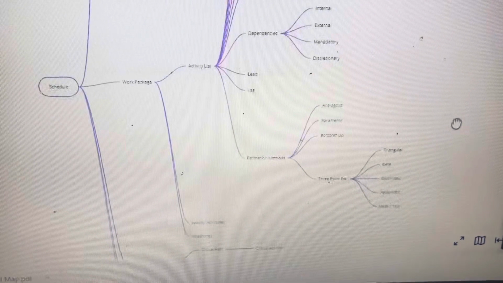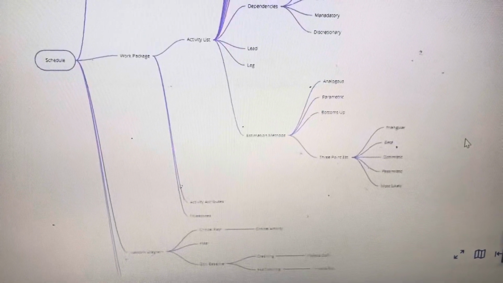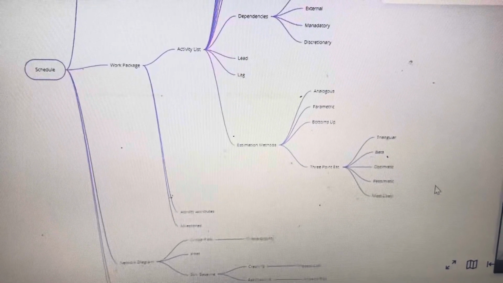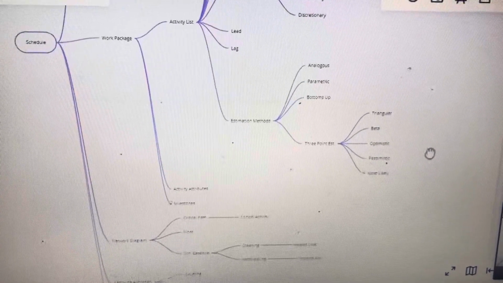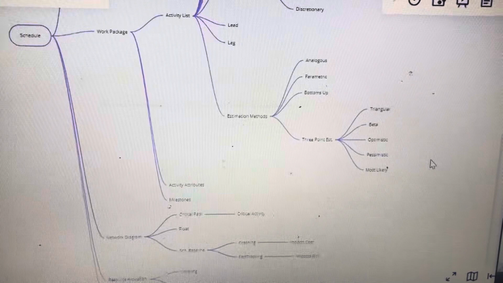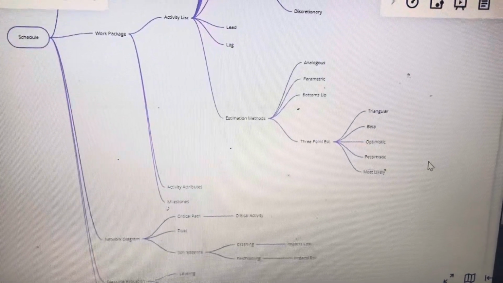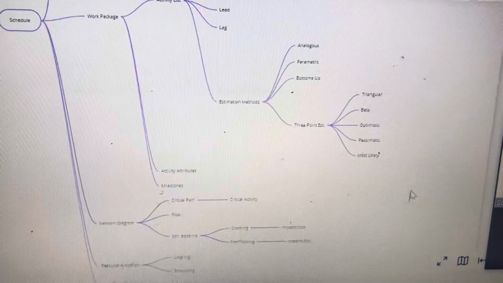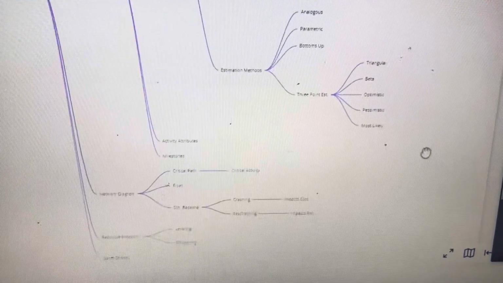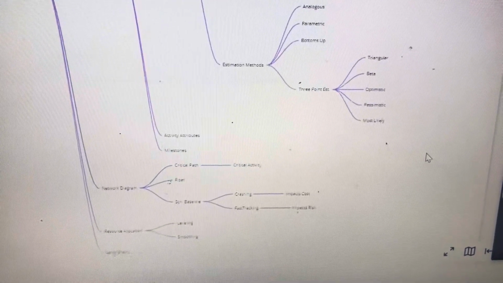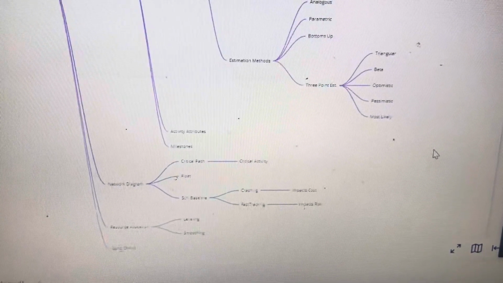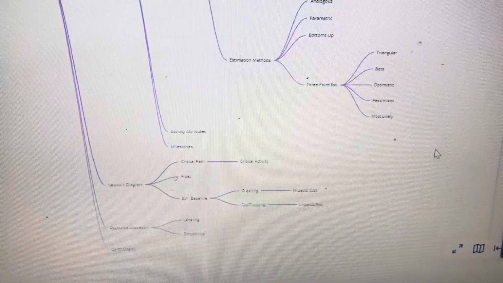Then we go to lead and lag. Lag is delay, and lead is when we have some time in hand. Next is the duration of each activity, which is divided into analogous, parametric, bottom up, and 3-point estimation. And after that, a very important thing, the critical path, which is a network diagram, and where we have a critical activity. In the critical path, we have zero float.